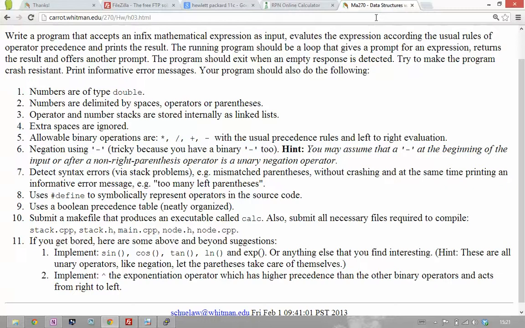And then problem 11 there is just some suggested above and beyond stuff. Those are all unary operators down there. Well, not the exponentiation, but the others are unary operators. But even unary operators have their precedence, and they have to be filled into the table. And if you have 13 or 14 operators in your parser, then you've got that precedence table at the top, which is going to have 14 rows and 14 columns.